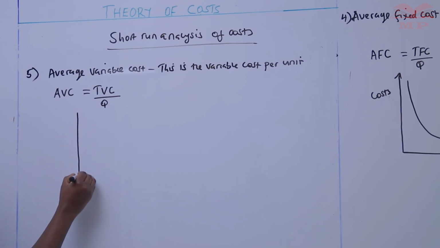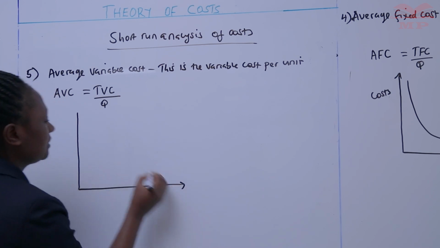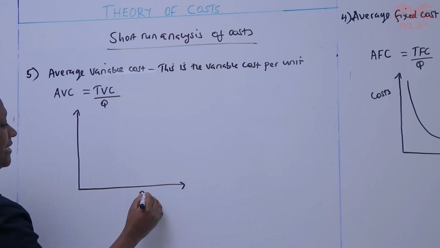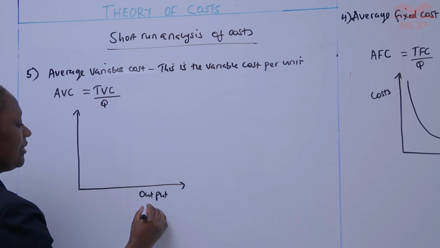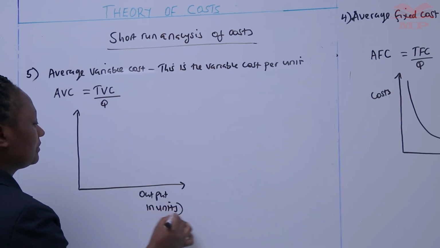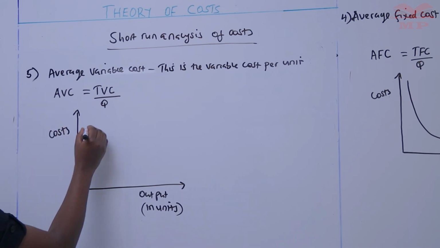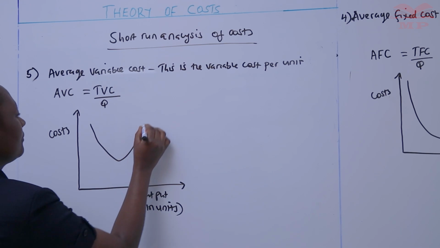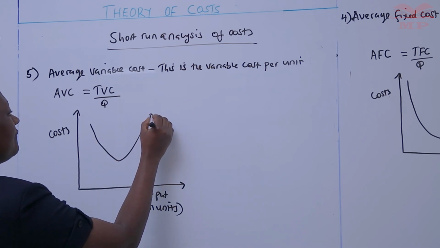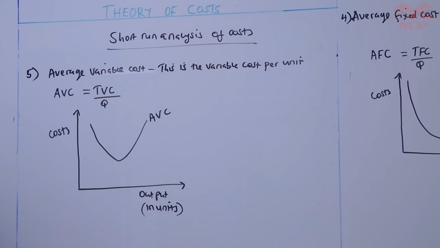Graphically, it will be as follows. So this is output in units, and these are costs. This will be our average variable cost. The cost curve is U-shaped. We'll explain why: it is U-shaped simply because of the diminishing returns to the variable factor.